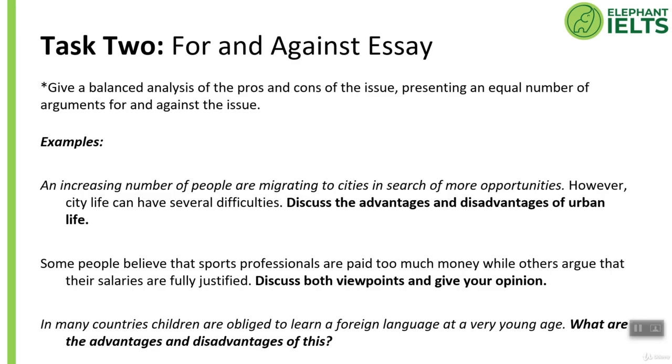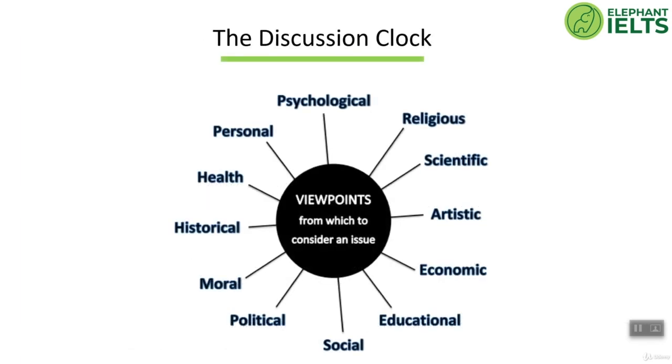Now we're going to go on to analyze the structure for a for and against essay. But before we do that, I want to talk about the discussion clock. This is a very useful tool for generating ideas to use in our essay. Remember, you only have 40 minutes to write an essay, so you need to think of ideas quickly.